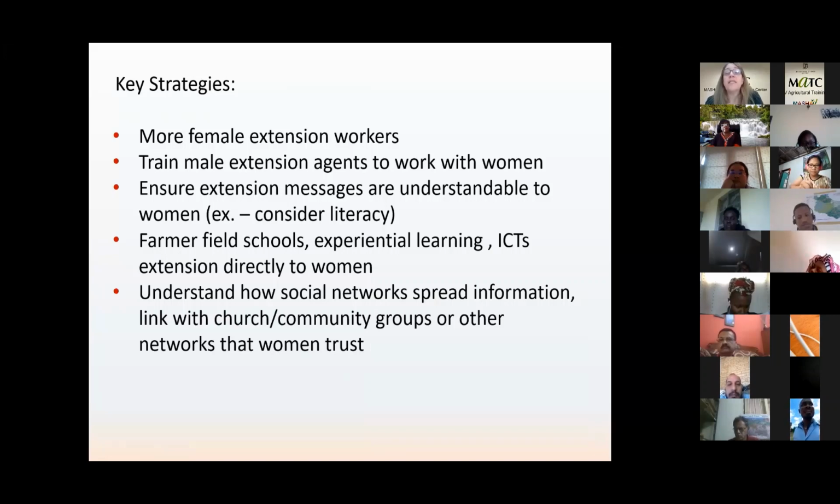I would like to stress that ICTs today are one of the best ways to directly get extension to women farmers. Also, it is important to understand how social networks can aid us in spreading the information, linking with churches or community groups or other networks that women trust.